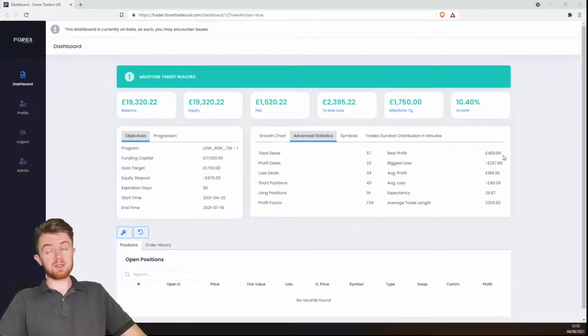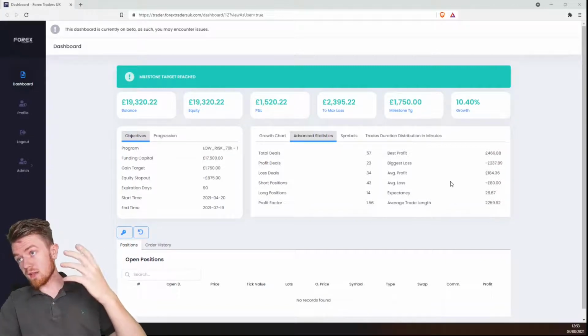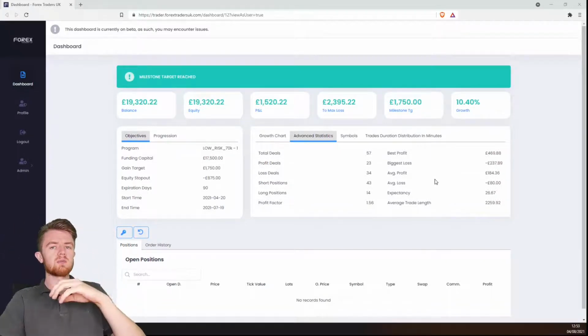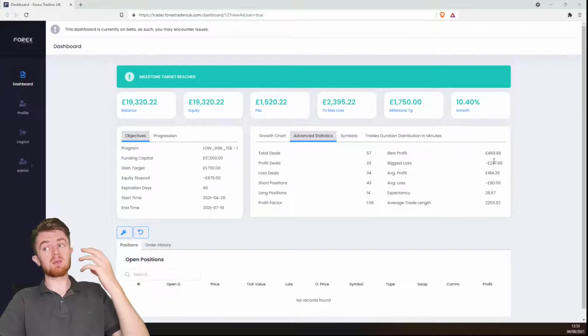So best profit, here we can start to see the risk to reward ratios, where all the growth has been on this account. Best profit we can see at £469.88. Biggest loss is £237.89. So the biggest loss was in fact just below 1.5%. So there have been some risky trades on this account in terms of applying the maximum risk, which is only allowed up to 1.5%.